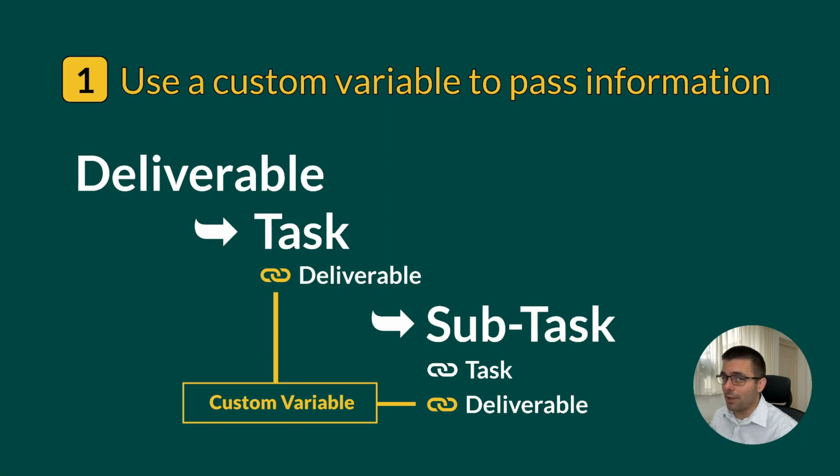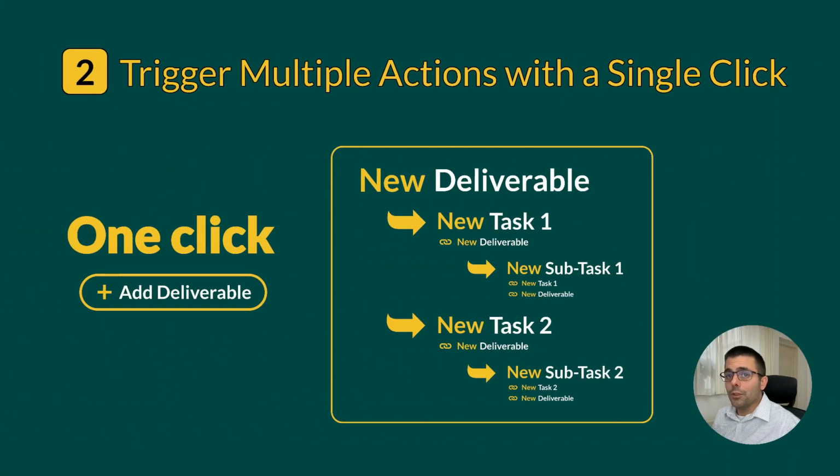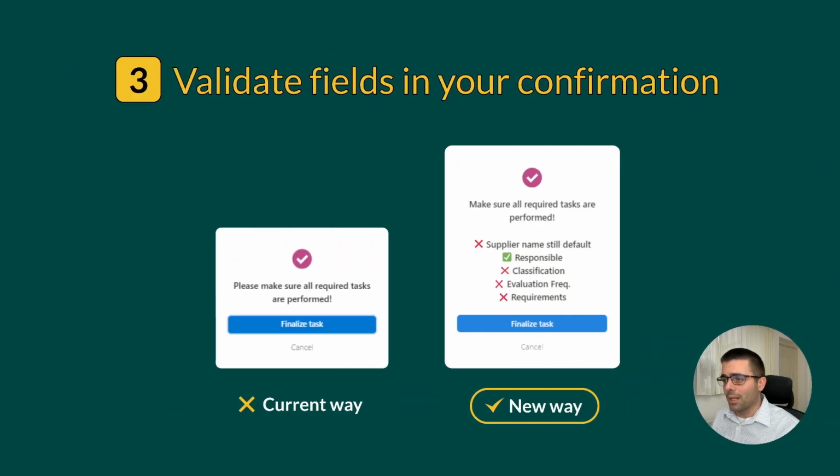But it doesn't stop there. If you can do that once, why not do it multiple times to create a fully planned deliverable with one click? You can now even set due dates for all these tasks and subtasks automatically. But doing things automatically is already nice.